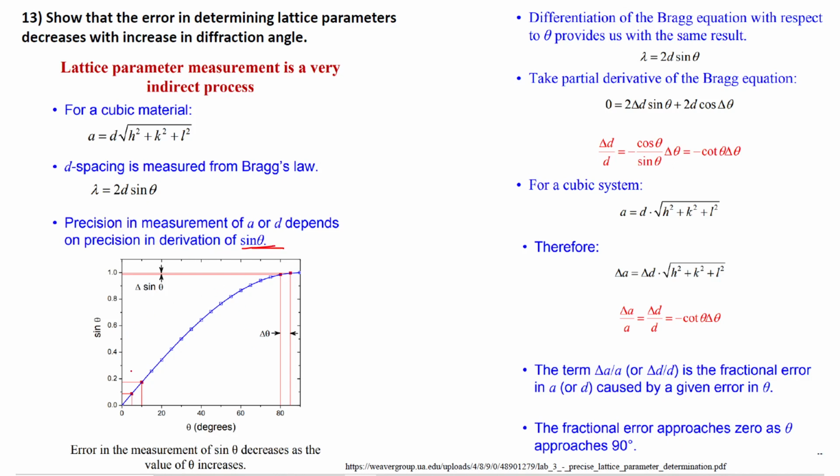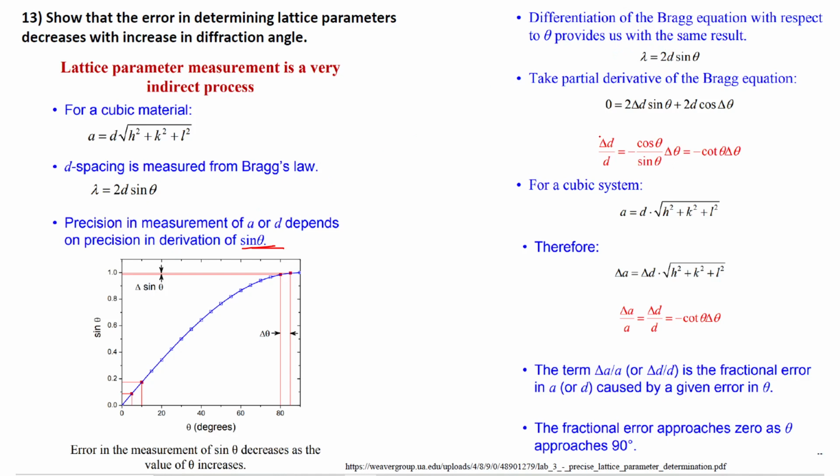So see the degree and sine theta. If theta increases, sine theta values increase, the maximum value will be 1, and delta sine theta will be a very small value. If you see the sine theta value, the delta theta value is high, but the corresponding delta sine theta value will be small, so the value which changes will be very small. The differentiation of Bragg's equation with respect to theta, lambda is equal to 2d sine theta.